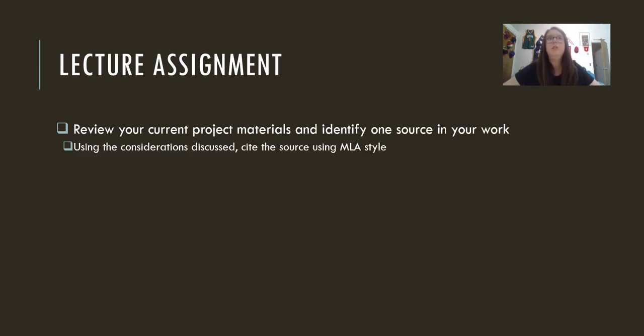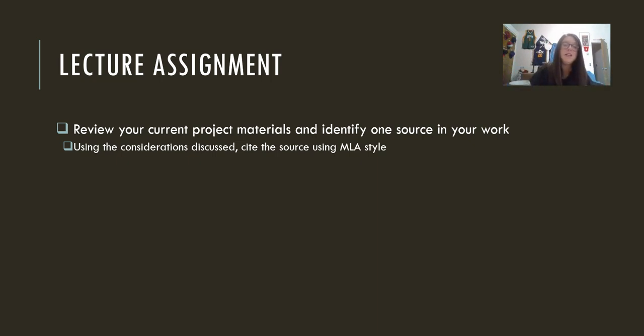Now that we've considered those basic components for MLA citation, let's talk about the lecture assignment. What I'd like you to do is review your current project materials and identify one source in your work. Now, if you're working on Project 1, that can be the artifact that you're analyzing. Project 2 could be one of the sources that you use to explore a certain perspective. And for Projects 3 through 5, it could be an entry in your annotated bib. It could be a piece of evidence in your argument that you either use in the actual paper version or the multimodal redesign. So again, regardless of where you're at, identify, again, one source, and it can be whatever you want, whatever medium.